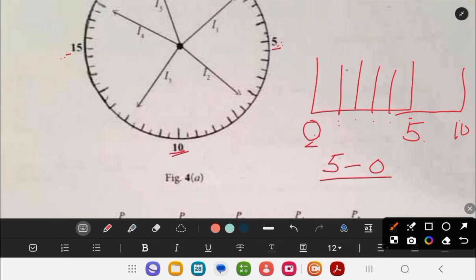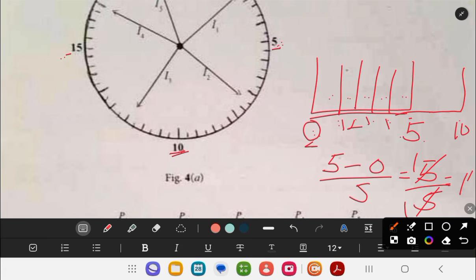now count the spaces in between. 1, 2, 3, 4, 5. So 5. So 5 minus 0 over 5, that is 1. So the smallest dimension or the smallest reading on this instrument that I have here is 1. That's why I can move 0, 1, 2, 3, 4, 5.